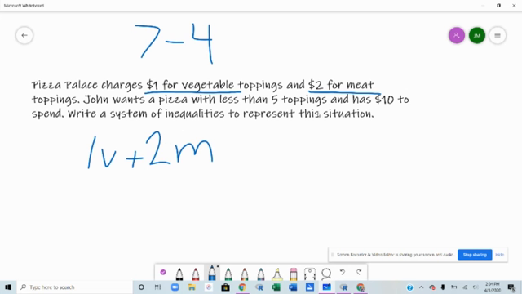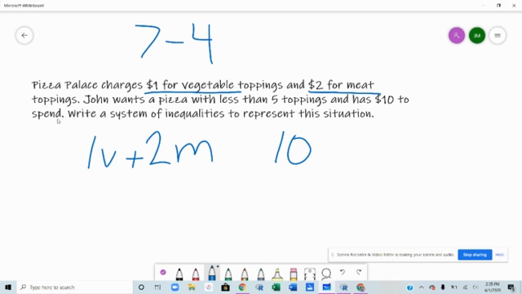So which number needs to go with those? The 5 toppings or the $10? It should be the $10 because dollar, dollar, dollar. So it's going to be 10. But now you need to figure out what inequality symbol goes with that. So what does it say about the 10? It says that he has $10 to spend.